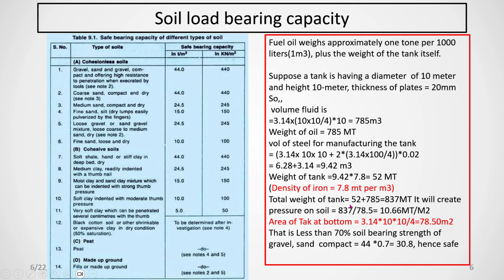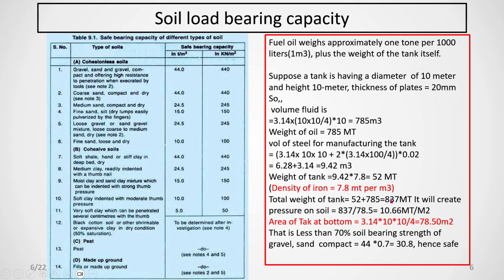Now total weight will be 785 plus 52, that is 837 metric ton. If this 837 metric ton is placed on a concrete foundation, it will act downwards due to gravity. So you have to divide this tonnage by the total area, that is the bottom side tank area. Pi d square by 4, where d is 10, is 78.5.